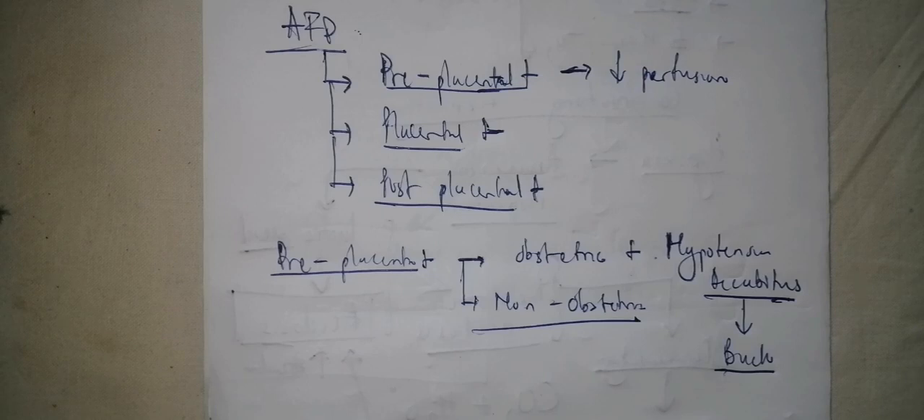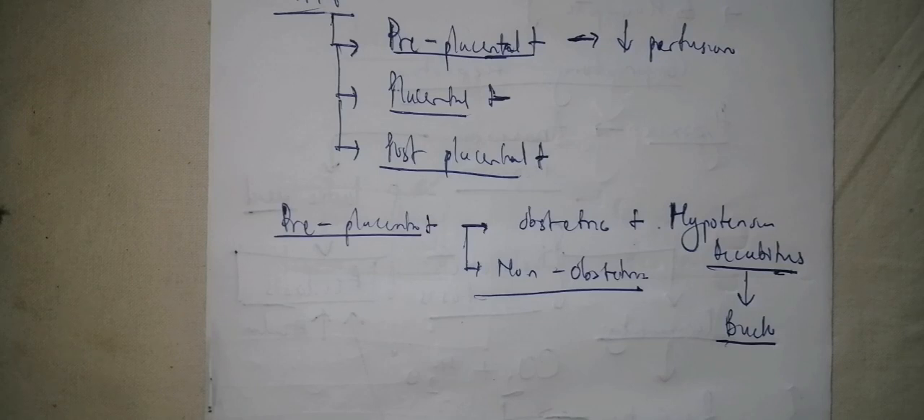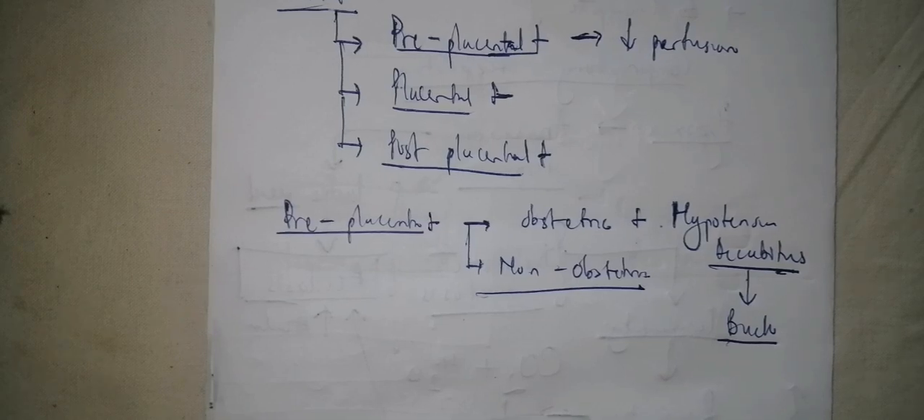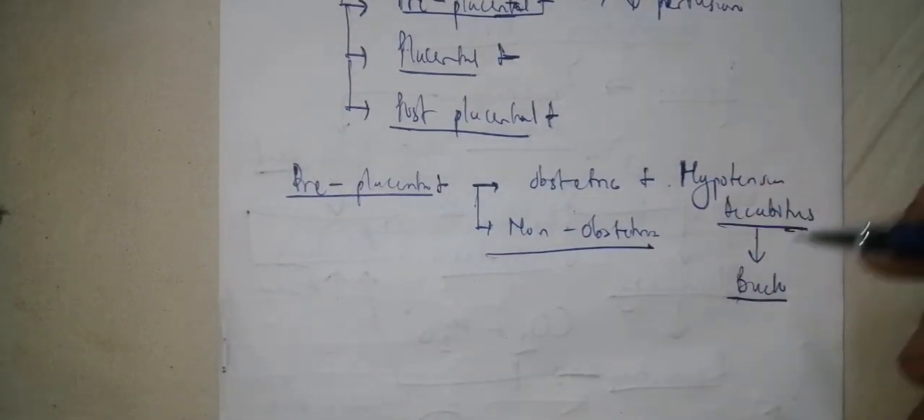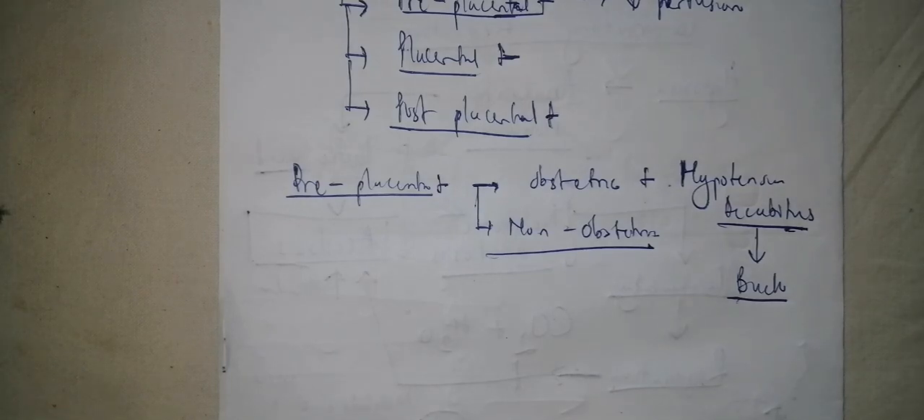That is why the left lateral decubitus is more preferred to the right lateral decubitus, though there is not much clinical significance. So the lateral decubitus position is preferred much more than the dorsal decubitus position. So that is the obstetric problem that is associated with the pre-placental.